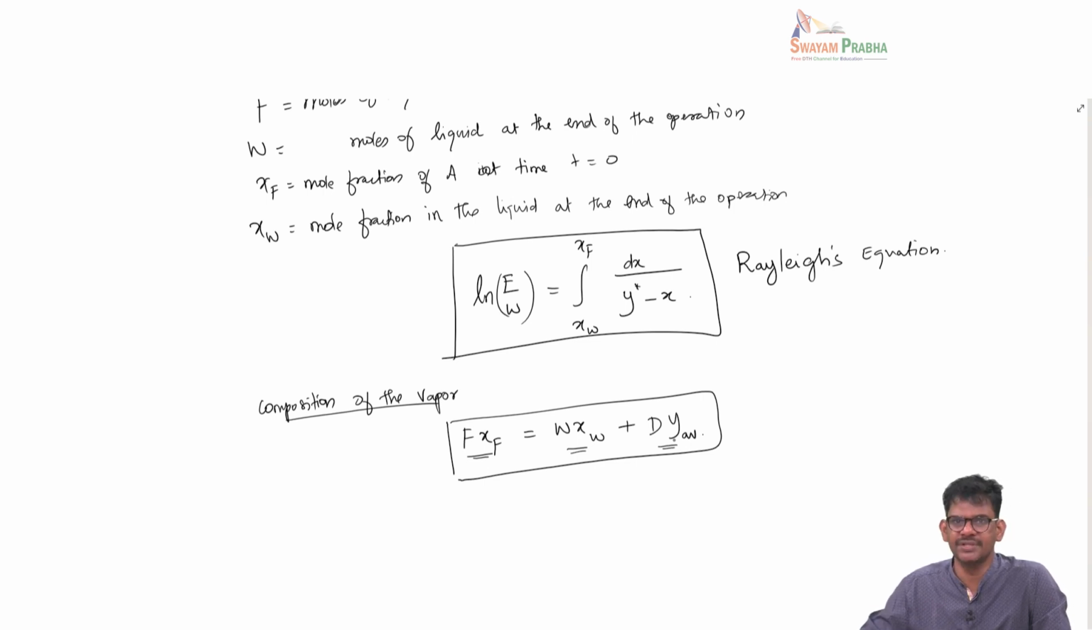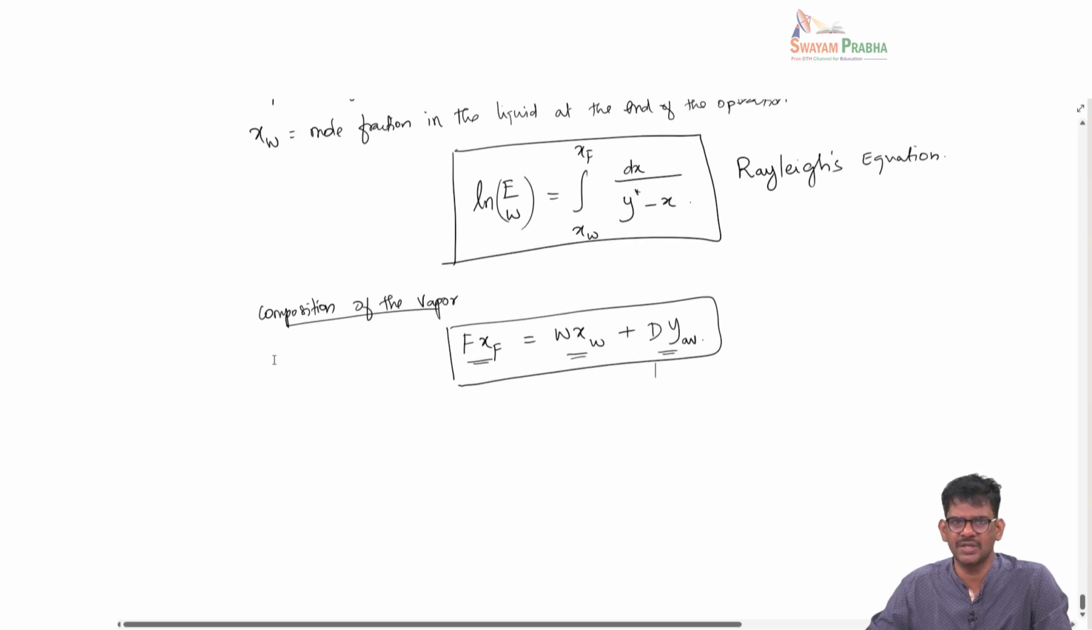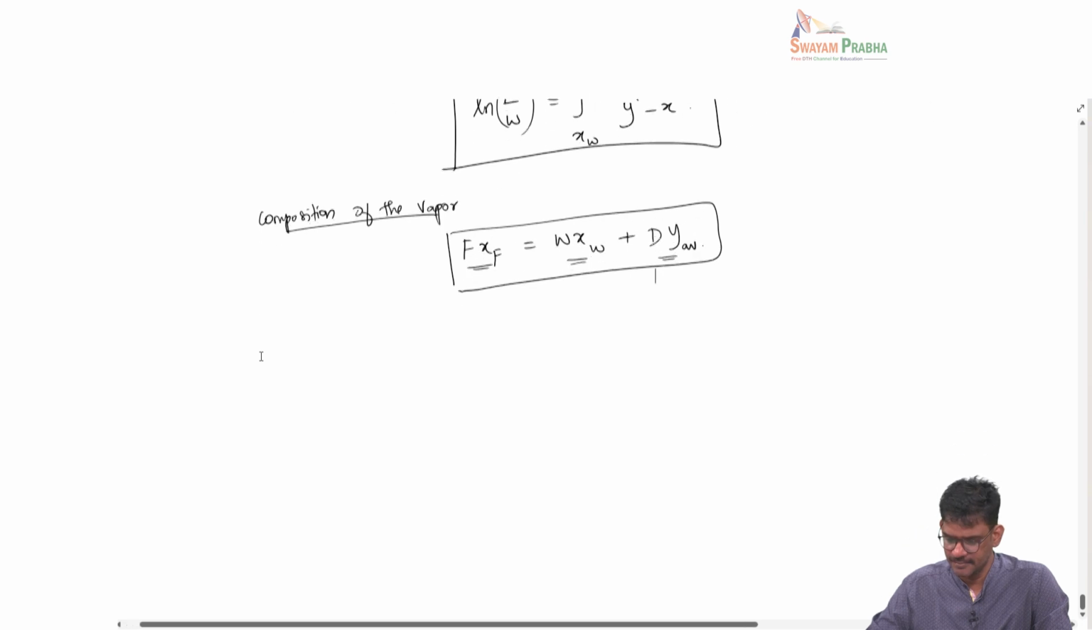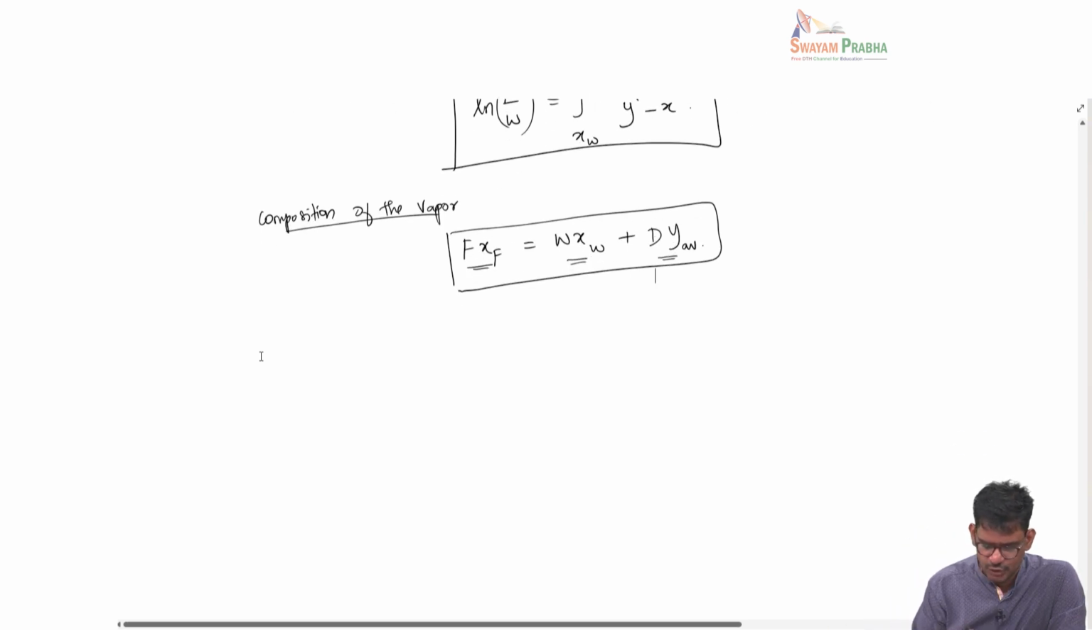Now let's deal with Rayleigh's equation and see if I can get an analytical expression for specific cases like constant relative volatility. We'll assume that alpha is constant. Alpha is nothing but the relative volatility.